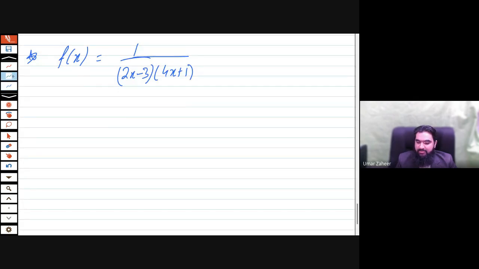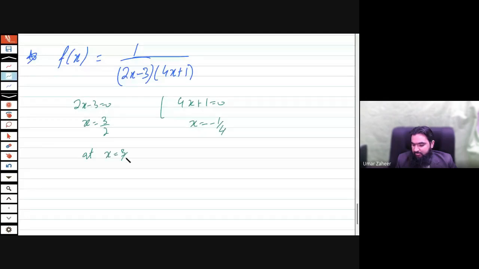So what you will do, you will take 2x minus 3 is equal to 0 and 4x plus 1 is equal to 0. From here you will get x is equal to 3 by 2 and x is equal to minus 5 by 4. So look at here, x is equal to 3 by 2 and x is equal to minus 5 by 4 are not in the domain of f of x.